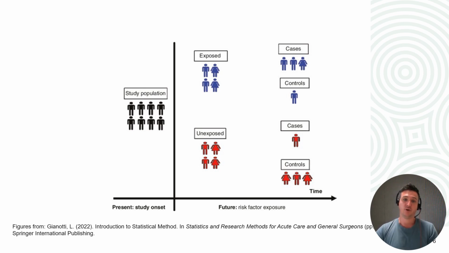Causality can be inferred from cohort studies. However, they have as a huge disadvantage that they are time-consuming and labor-intensive, and there's often a significant loss to follow-up, which might mean that, for example, you don't have enough participants left at the end of your study to make any meaningful inferences.